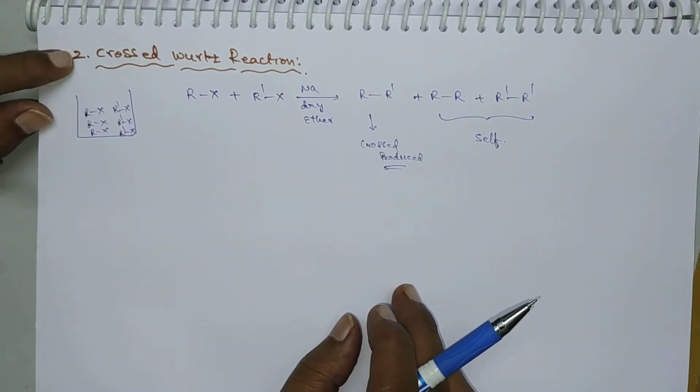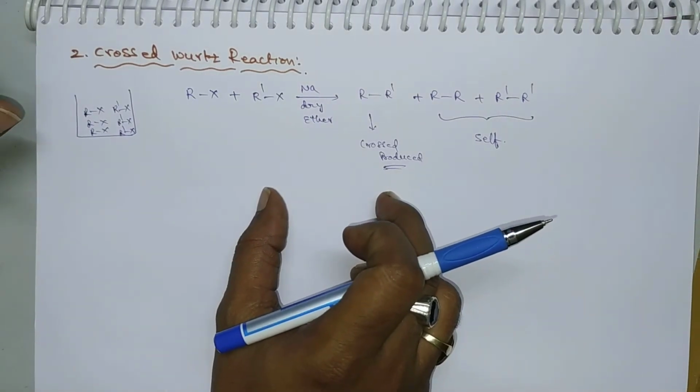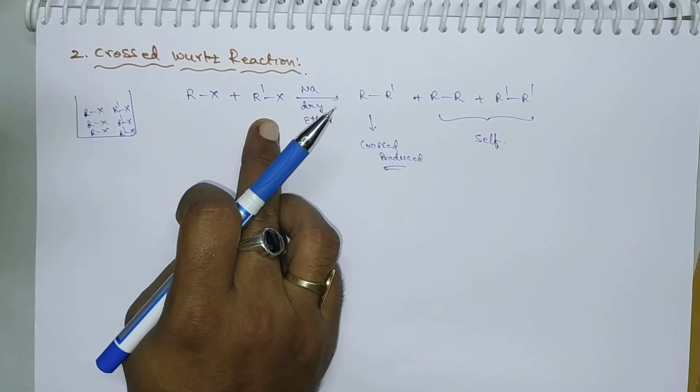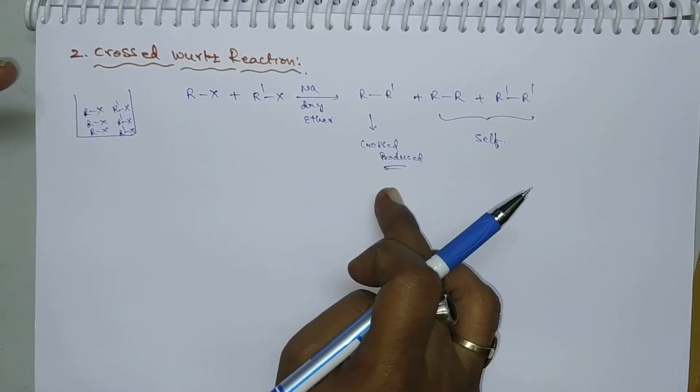We get a mixture of products in the crossed Wurtz reaction. So this is the crossed Wurtz reaction. In the crossed Wurtz reaction, we are taking two different alkyl halides. The two different alkyl halides may undergo self reaction or crossed reaction.